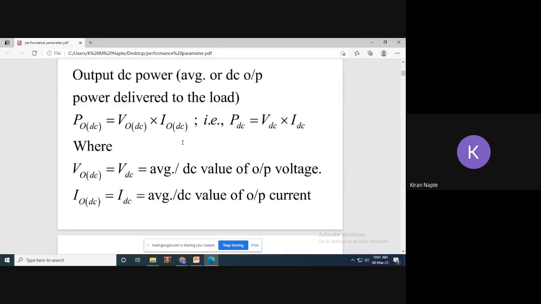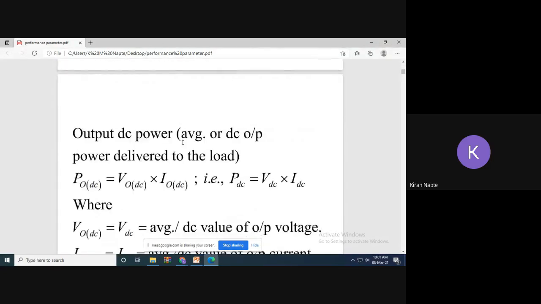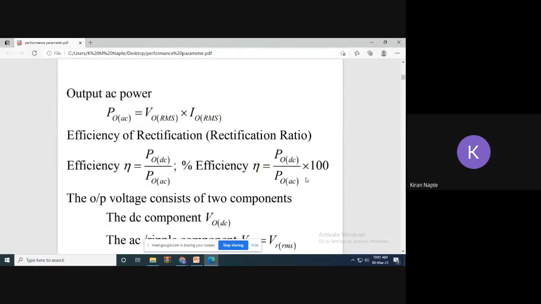Obviously the first performance parameter was rectified output power, which is PDC is equal to VDC into IDC. So what is ideally expected here? We require more and more power from the converter, right? In the second performance parameter, obviously we require more efficiency. Whatever the converter circuit is, it must be able to provide the maximum rectified output voltage, or the maximum rectified output power, right? So percentage efficiency is equal to PODC upon POAC into 100.